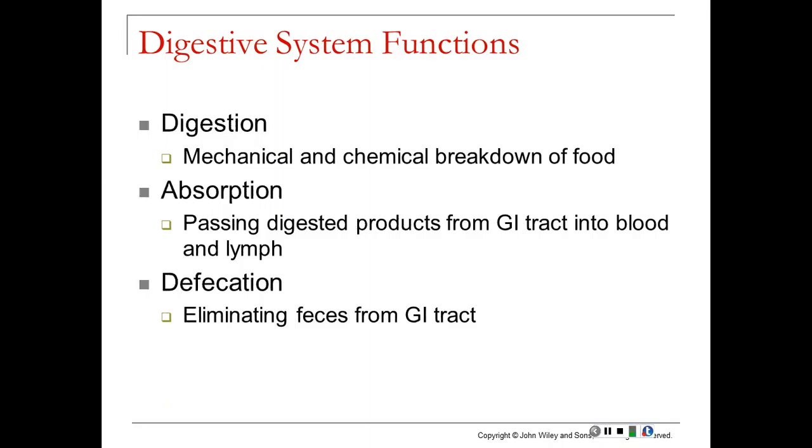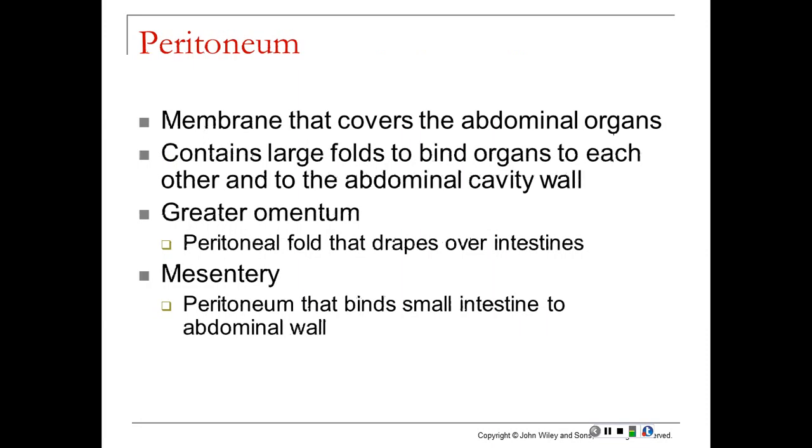Digestion includes the mechanical as well as the chemical breakdown of food. So, for instance, the chewing that occurs in the mouth would be mechanical. The chemical breakdown would be mixing all of the enzymes with the molecules in our food to get them to break down into smaller molecules. And then absorption, which is passing those digestive products from the gastrointestinal tract into the blood and into the lymph. And then defecation, which of course is eliminating the feces or the leftover waste products from the GI tract.